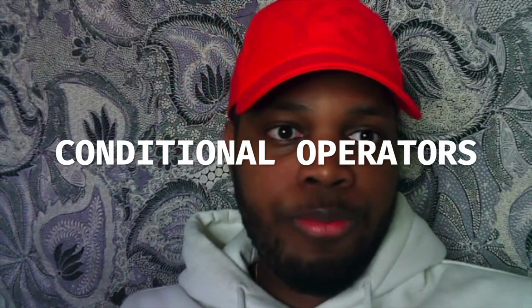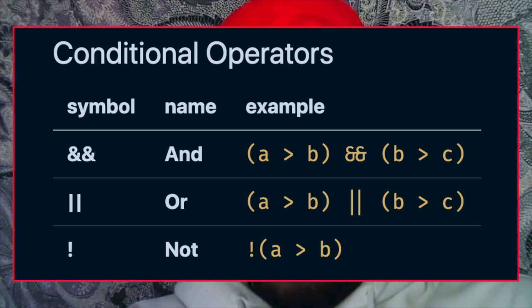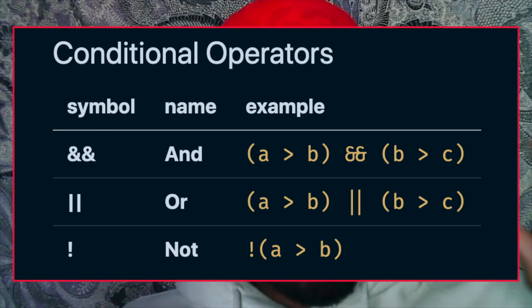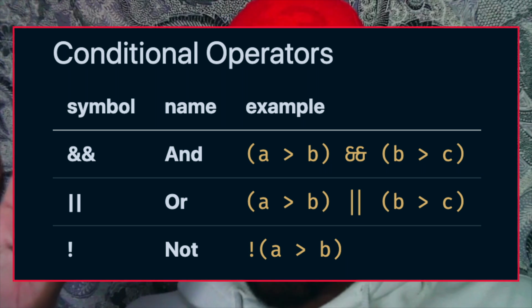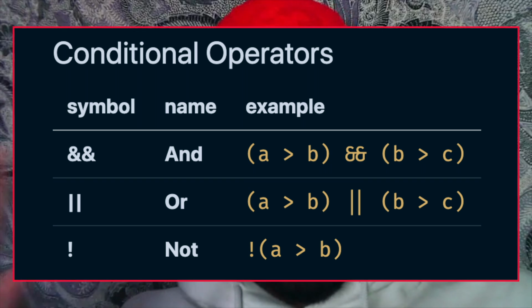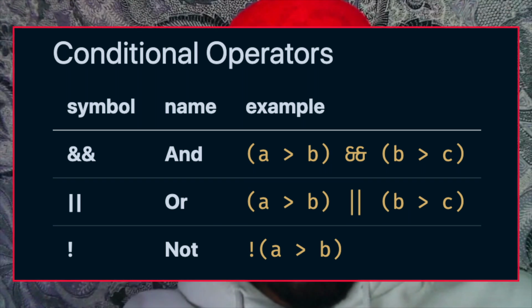Conditional operators are essentially what we can use to compare two truthy and/or falsy values, right? If we have a double and, it's going to say, is the thing on the left-hand side a truthy value and the thing on the right-hand side a truthy value? If so, that evaluates to true. If any one of these is false, or if both of them are false, that's going to evaluate to false.